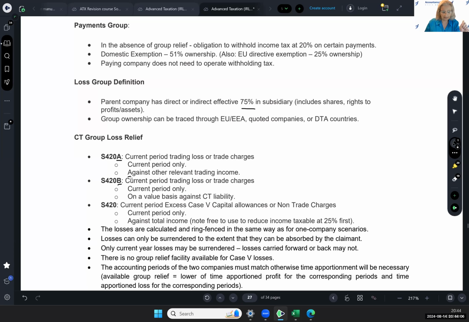So very, very important. When you surrender losses to another group company, you can only surrender in exactly the same periods as the loss arose. You don't get to bring them back in the other group company.